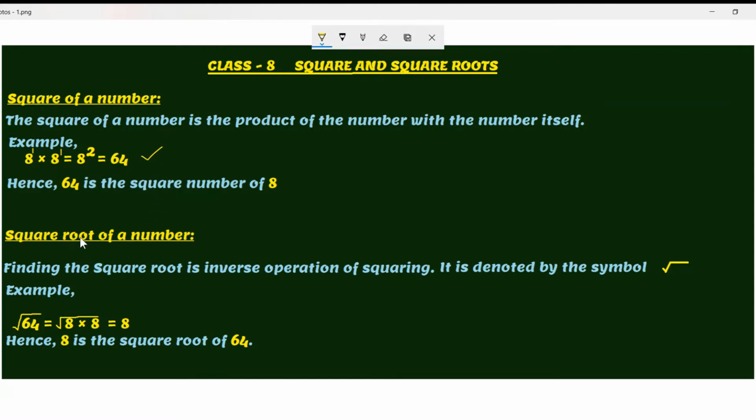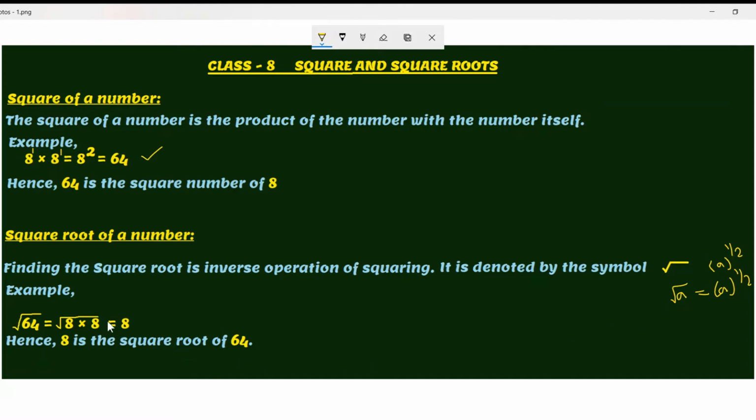Next is the square root of a number. Finding the square root of a number is exactly the reverse operation of square. Here you can see the square root is denoted by the symbol root. This means square root is the whole power half. If we take root a, we can write it as a to the whole power half. So root means the whole power half.